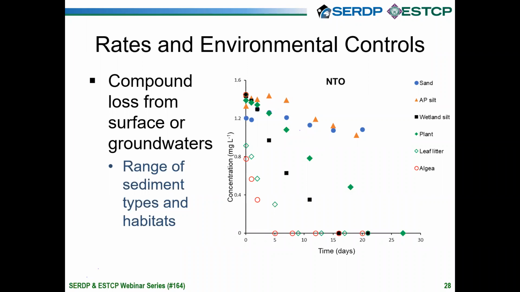And you can see that there's quite a range of that loss depending upon the characteristics of the habitat type, with some of our higher rates happening in the organic amendments or where we have a lot of aquatic plants.